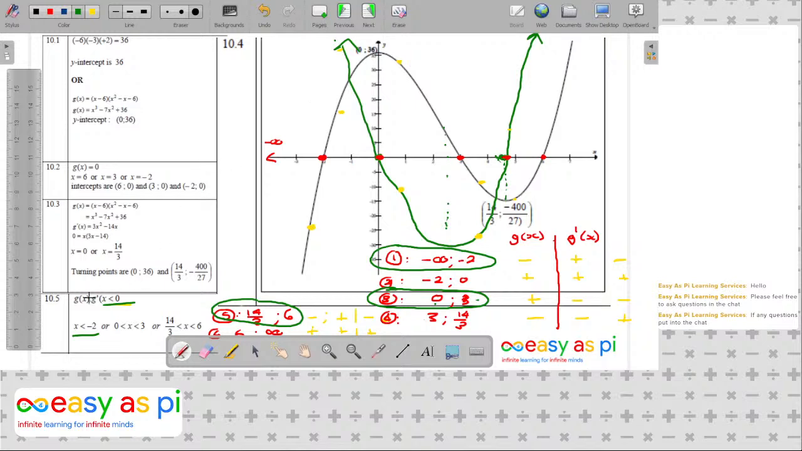Now, there's another way they could have asked this. They could have asked us like this. They could have said, where is g of x all over g dashed of x less than 0. Now remember, in this case, you're still going to look for a positive over a negative combination or a negative over a positive combination because it's a fraction.